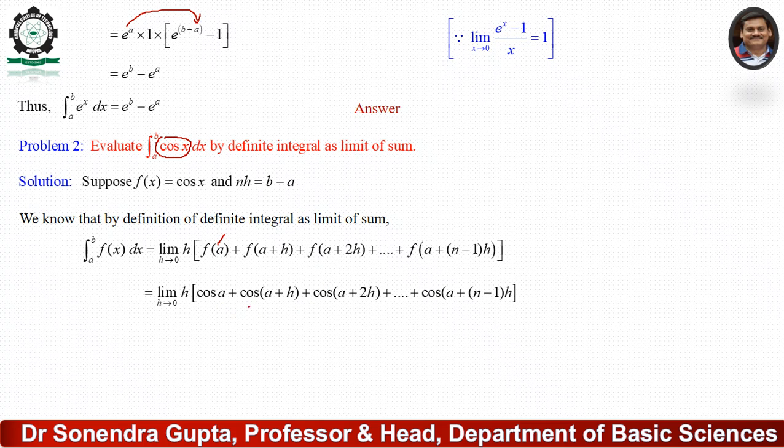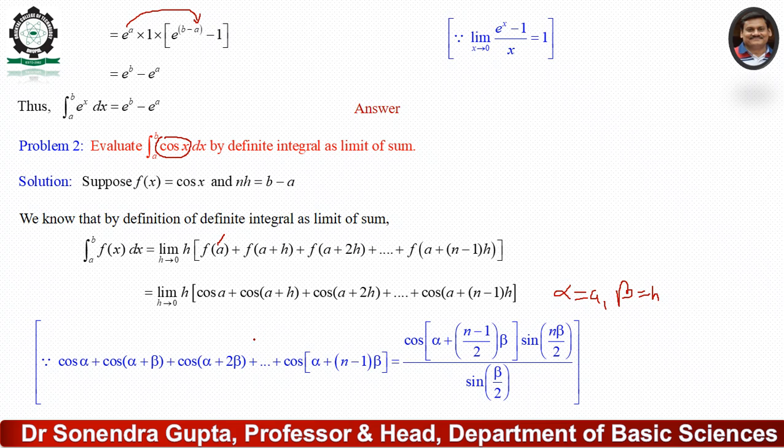Okay, now here alpha is a and beta is h. Why? Because if we compare this equation with this formula, we can see that cos alpha means alpha is equal to a, then alpha plus beta means a plus h, alpha plus 2 beta means a plus 2h, so beta equals h. So we put the value of alpha equal to a and beta equal to h in this formula.